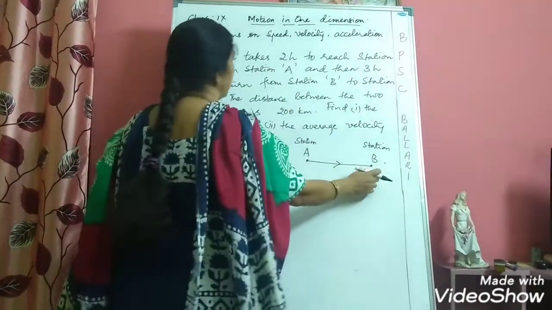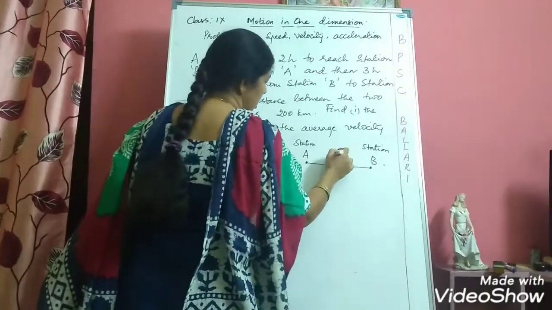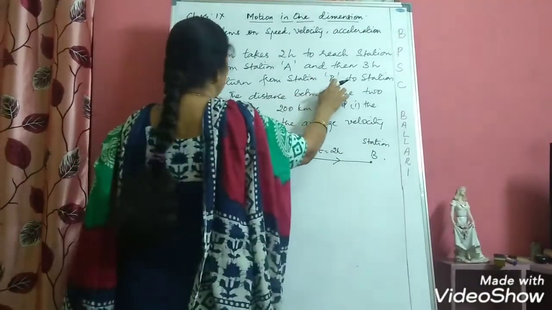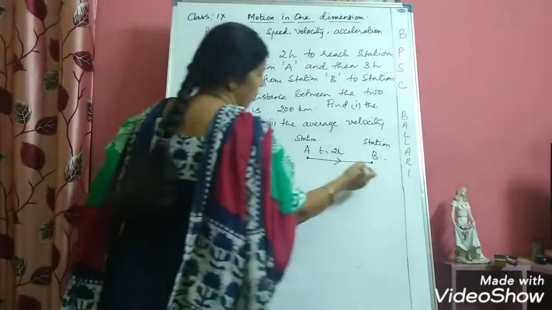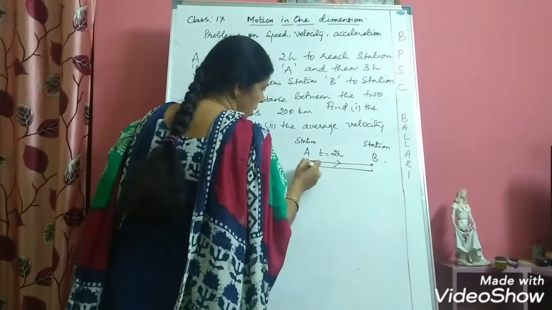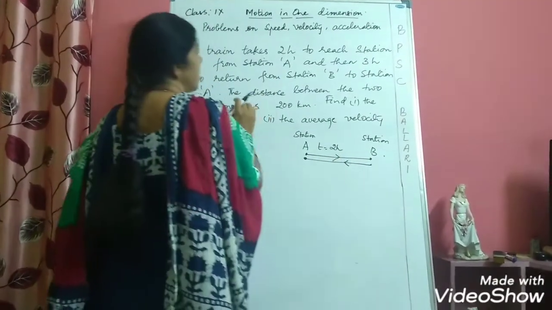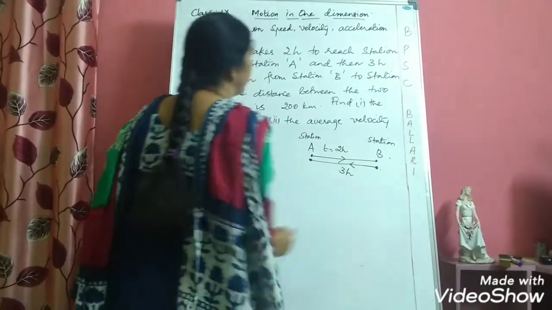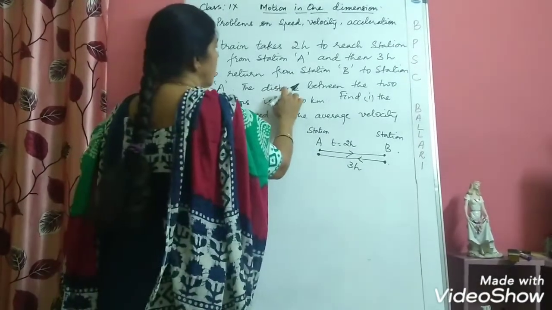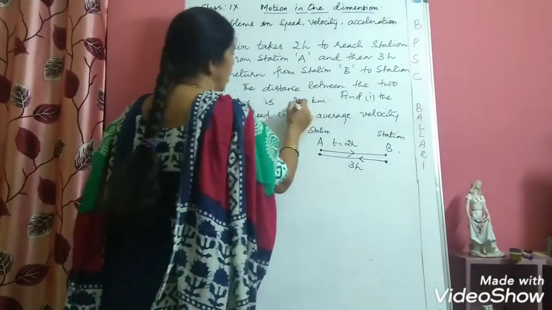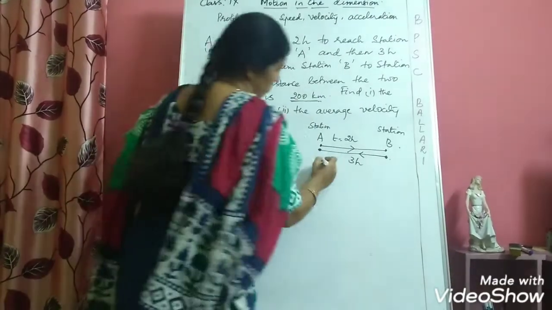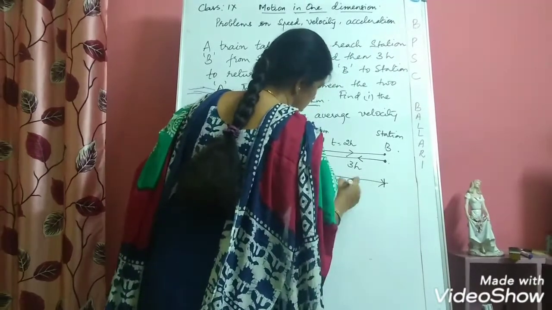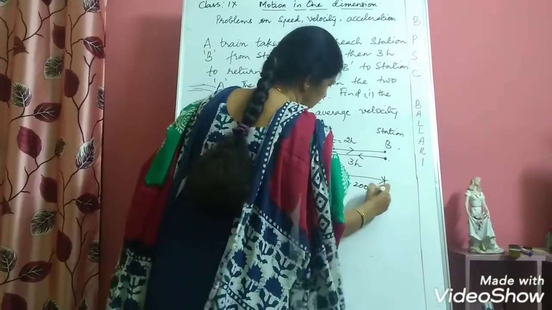Now, from A to B, how much time is it taking? It is taking 2 hours. And after reaching station B, again it returns to A. So again it comes back to A. Now this time how much time is it taking? It is taking 3 hours. Okay. Now what you need to calculate? The distance between the two stations is 200 kilometers. So from A to B, what is the distance? The distance is 200 kilometers.